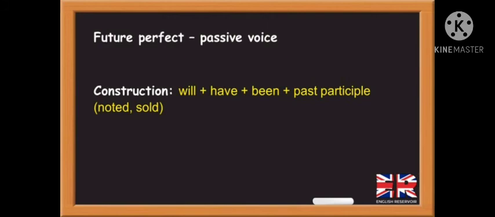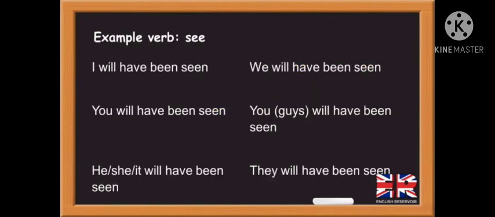When we change a sentence from active to passive voice in future perfect tense, the sentence structure will be like will plus have plus been plus past participle form of the verb. For examples, I will have been seen, we will have been seen, you will have been seen, he, she, it will have been seen, they will have been seen.